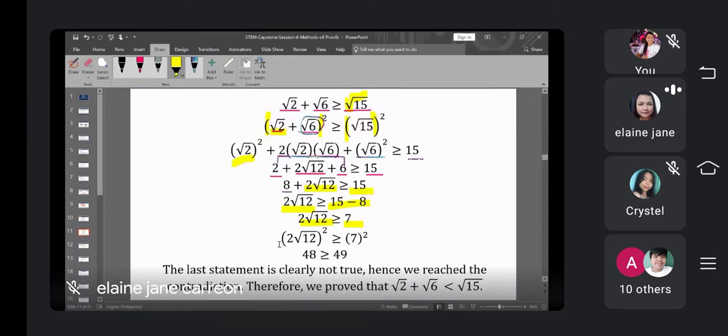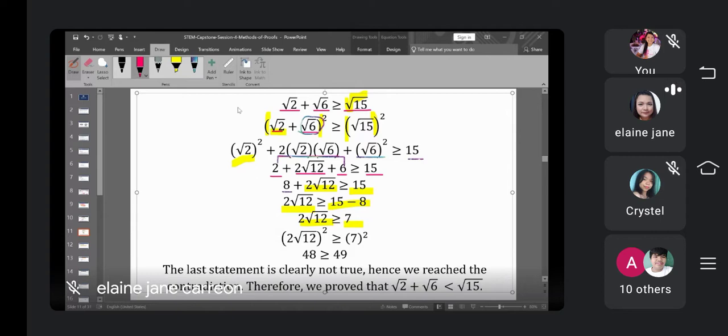Okay, next. In order for us to eliminate the radical sign, we have to square both sides. So squaring this, you can type this in your calculator, 2 square root of 12, and then square, we will have 48. And then the square of 7 is 49. Therefore, is 48 greater than or equal to 49? True or false? It's false, right? So, therefore, the last statement is clearly not true. Ito yon. Hindi siya true.